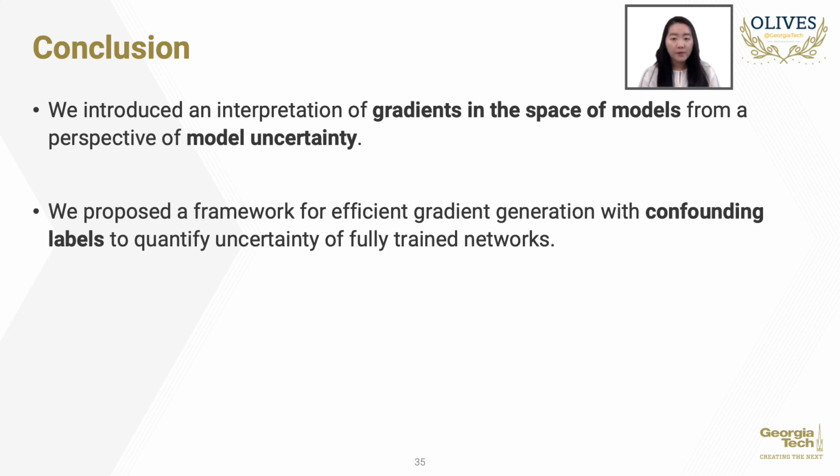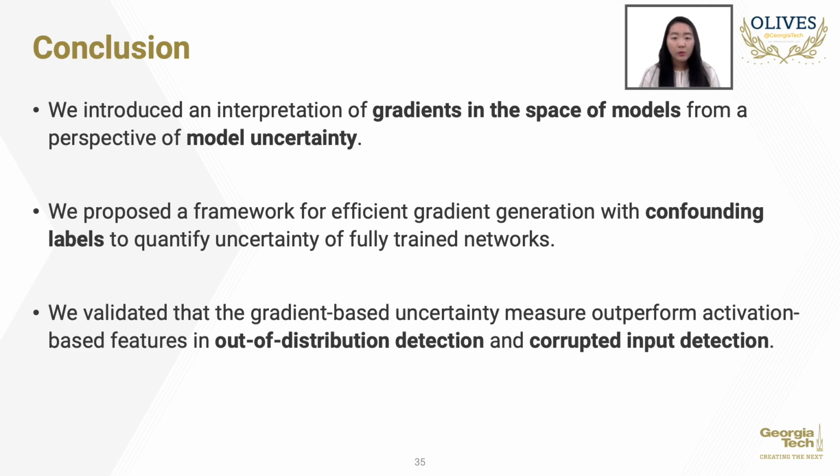We also propose a framework for efficient gradient generation with confounding labels to quantify uncertainty of fully trained networks. Finally, we validated that the gradient-based uncertainty measure outperformed activation-based features in out-of-distribution detection and corrupted input detection.